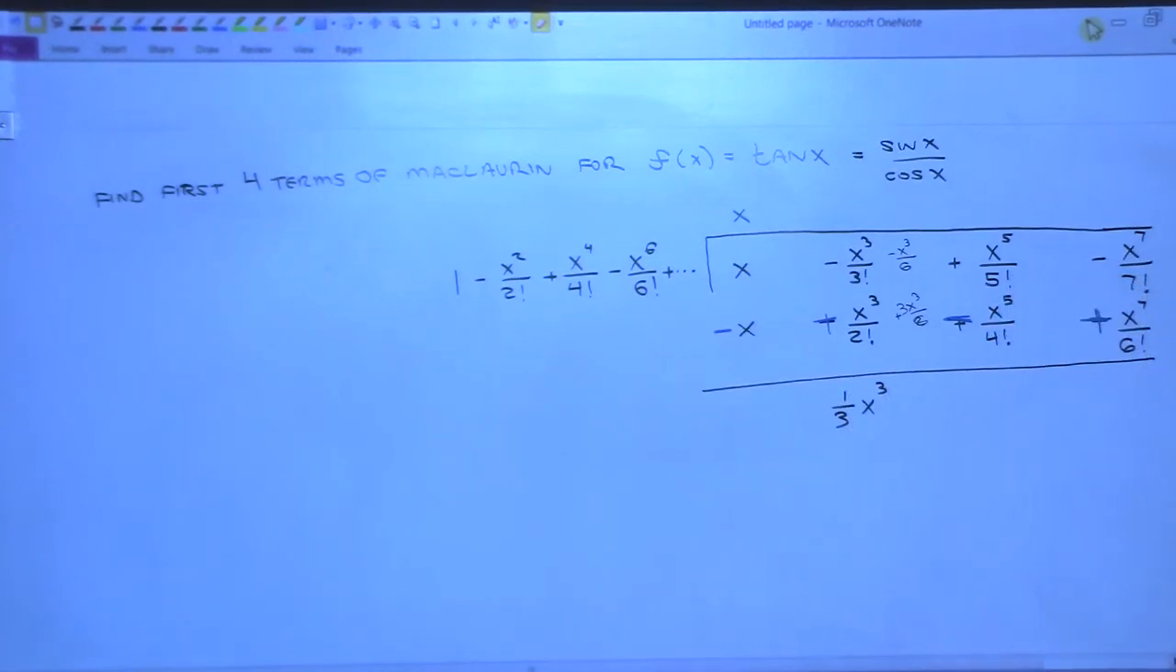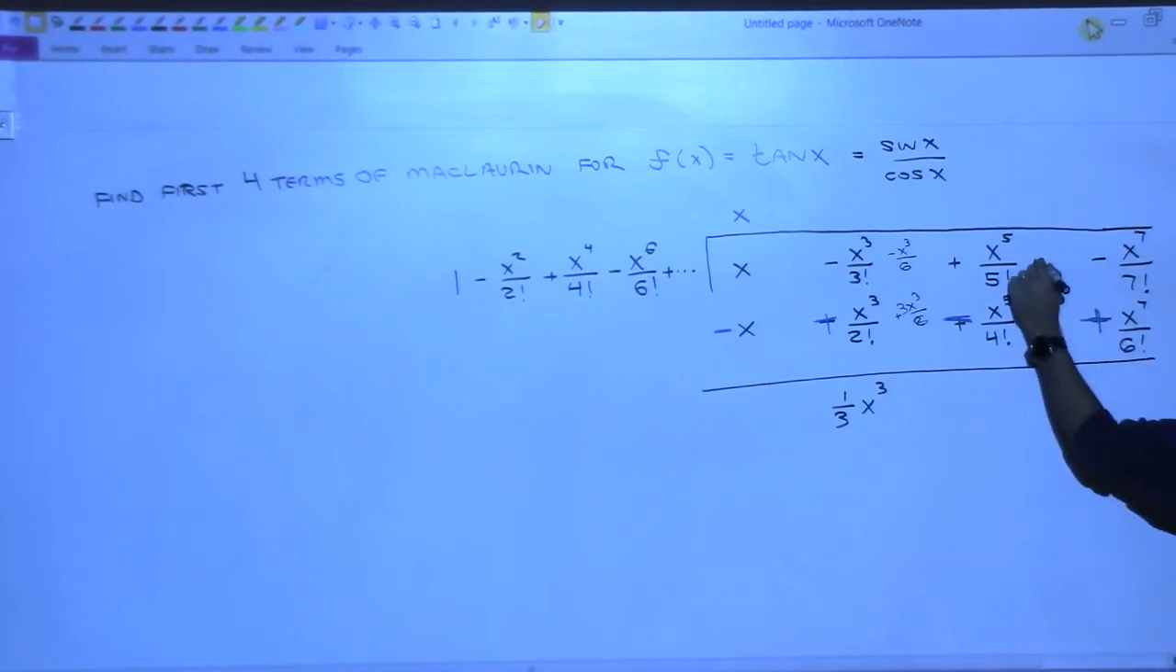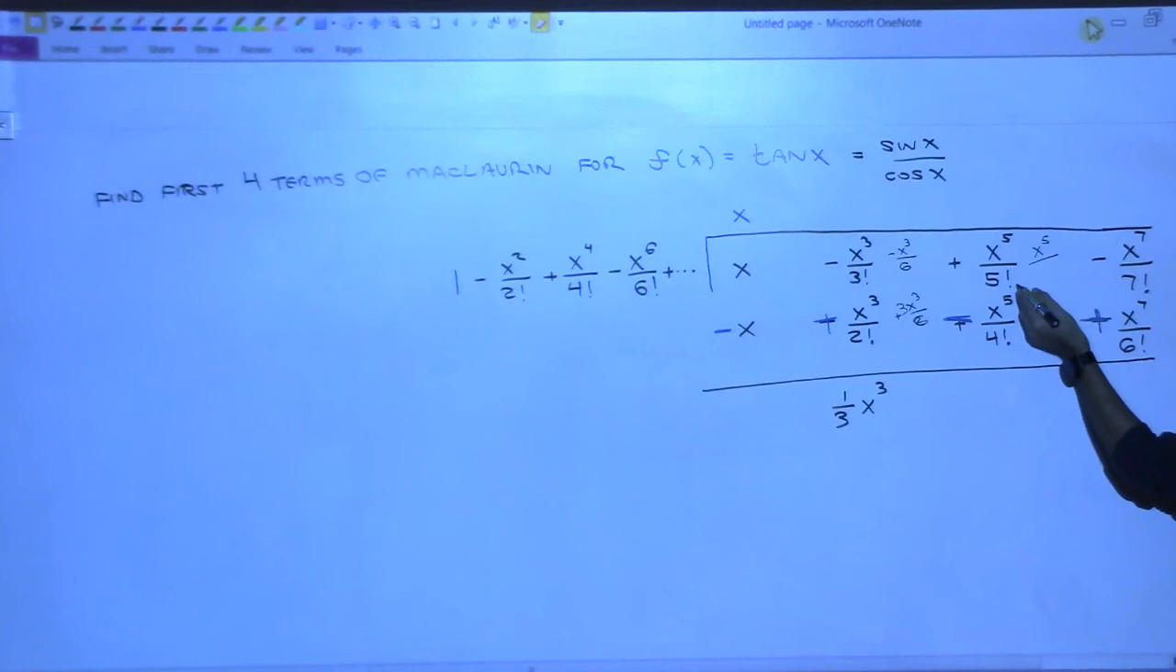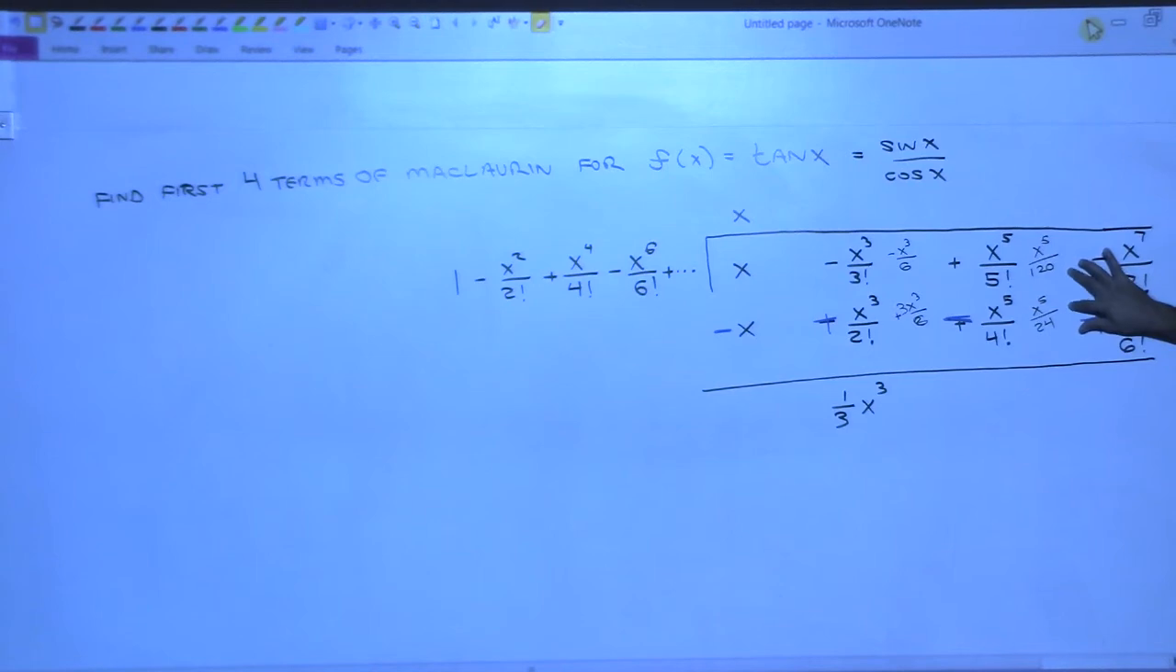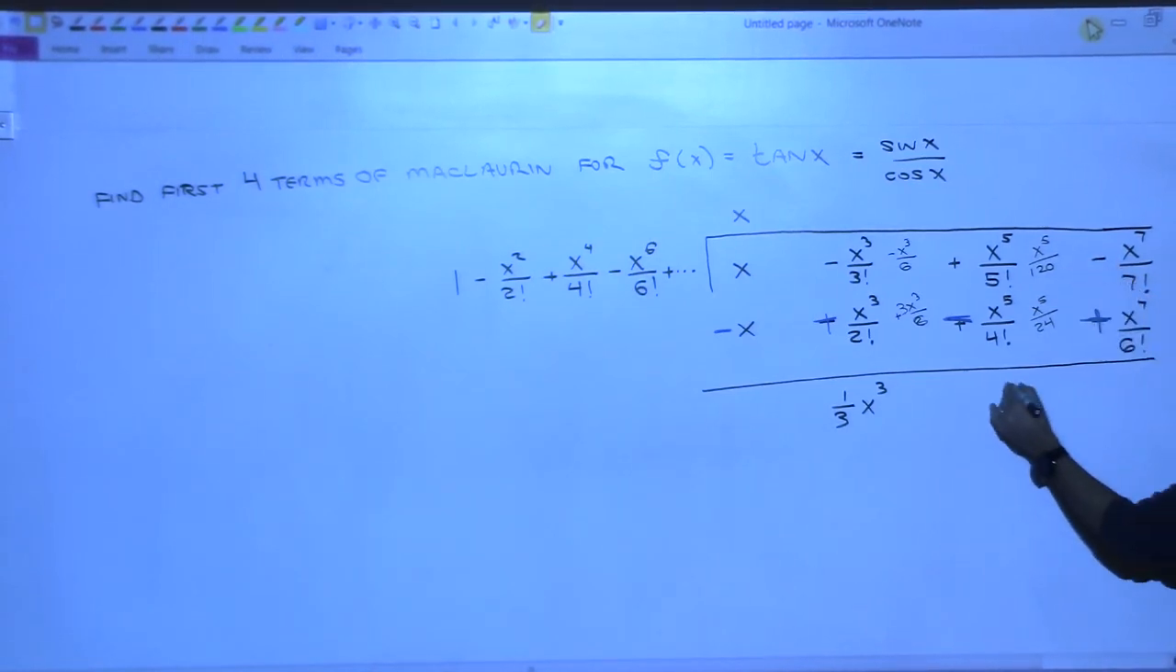This is going to start to get kind of messy here. Do you see how this is going to get messy really fast? Yeah. Okay, this is x to the 5th over 5 factorial, which I believe is 120, and this one is x to the 5th over 4 factorial, which was 24. So now you've got to get a common denominator between these, and then you bring it down here. Understand?